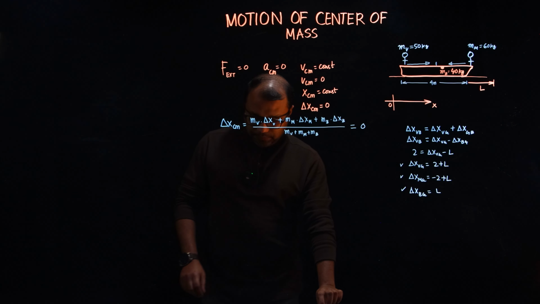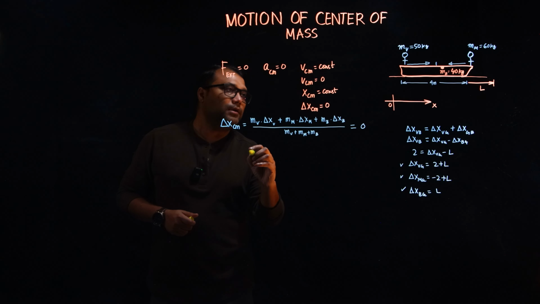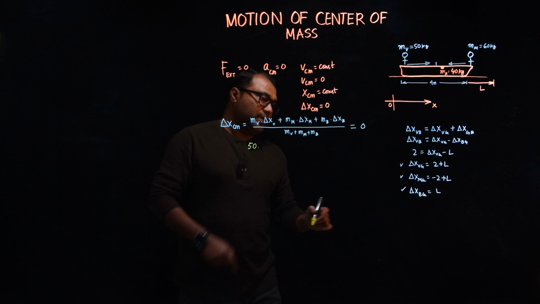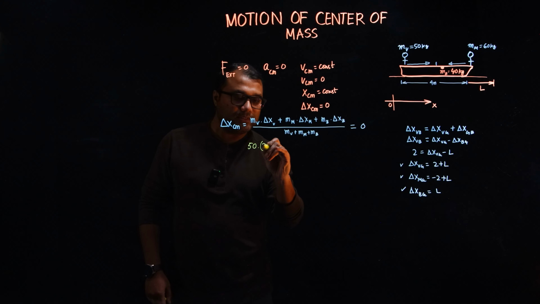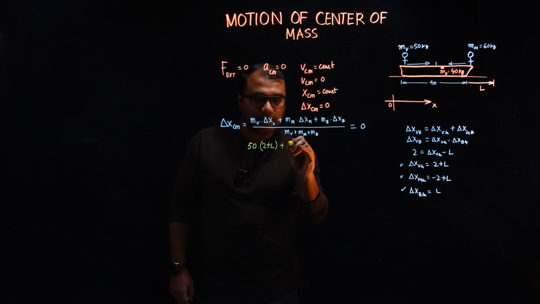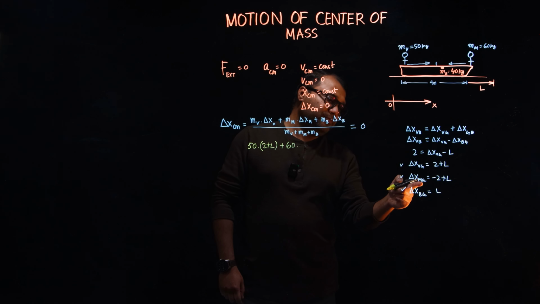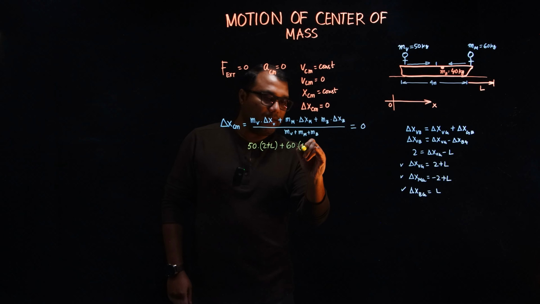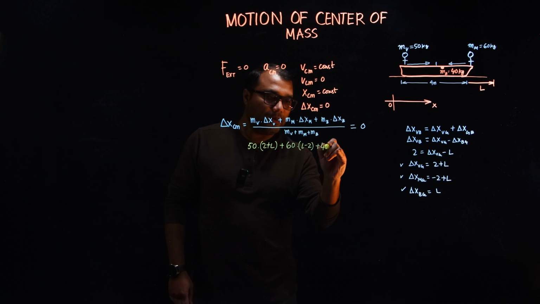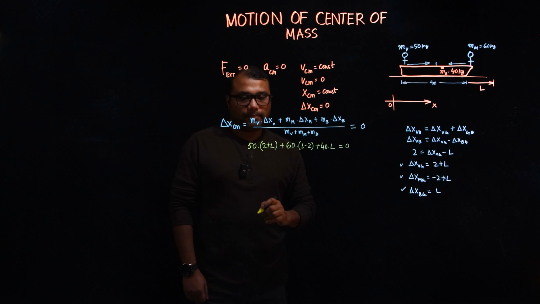Okay, now the problem is simple. Now we can substitute the values. mv is 50 times delta x vg we will have to take. So 2 plus L plus mass of m is 60 times delta x mg, m with respect to ground is L minus 2 plus the boat mass is 40 times it is displacing L. So this is equals to 0.